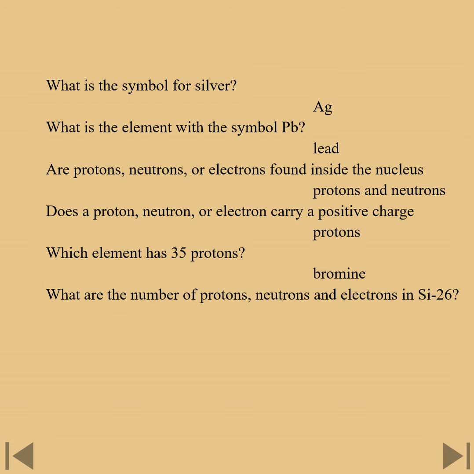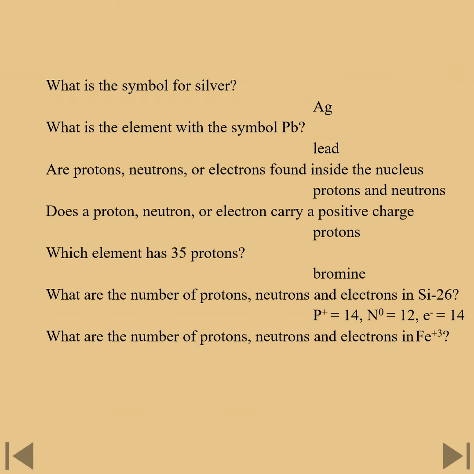And what are the number of protons, neutrons, and electrons in silicon 26? Well, first the protons, and we go to the periodic table, and we see the atomic number for silicon is 14. The neutrons, well, that's the mass number, 26, minus the protons, 14. And then our electrons would be the same as the number of protons, since this is a neutral atom.